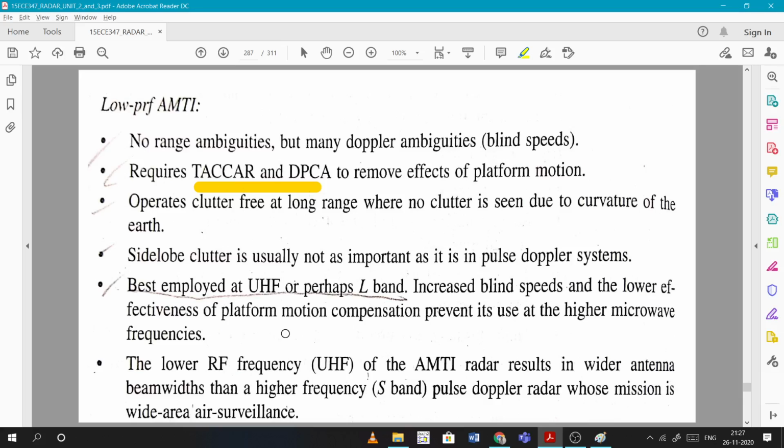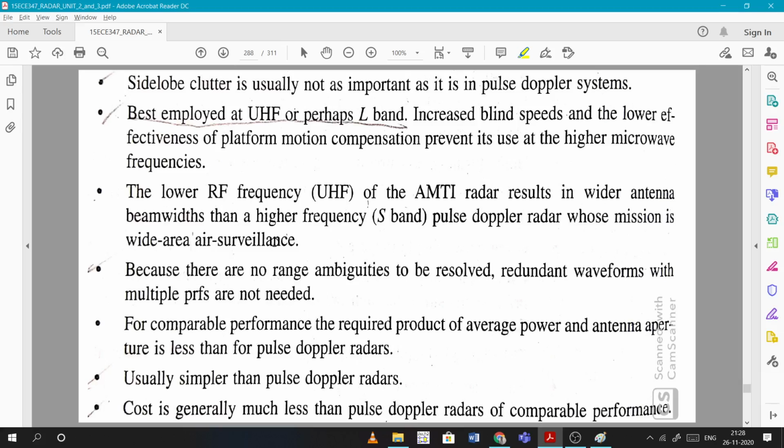The lower RF frequency, ultra high frequency, of the AMTI radar system means a wider antenna, which results in a wider antenna beam width than a higher frequency, that is S band, pulse Doppler radar, whose mission is wide area. Sorry, basically this low PRF will be used for the radar to scan a wide area for air surveillance. And because of this, there are no range ambiguities to be resolved. Redundant waveforms with multiple PRFs are not needed.